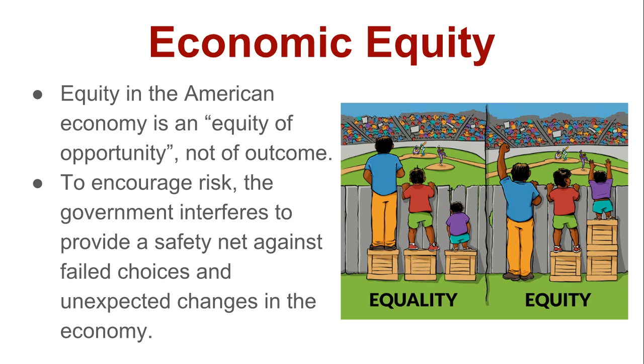This encourages people to take risks and to try things that might fail, but might be tremendously successful. To further encourage this risk, the government does interfere in our economy to provide a safety net. This safety net protects somewhat against failed choices and allows people to try different things within our economy. This is an overall positive because it doesn't lead to a single disastrous financial decision, sinking all future opportunities. It allows people to recover and to try again.